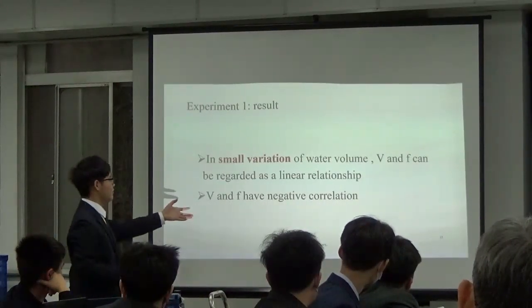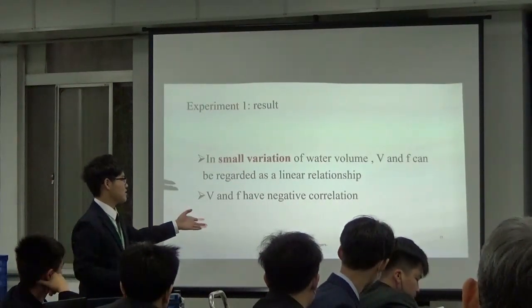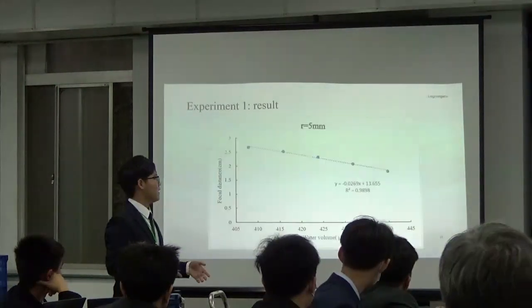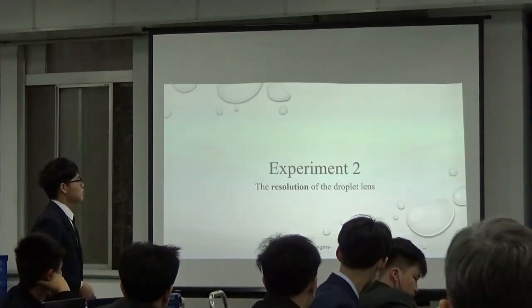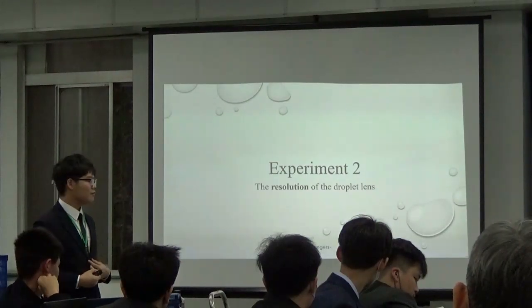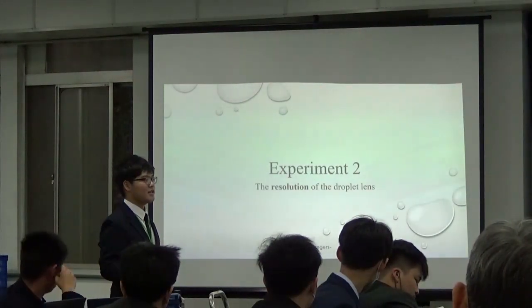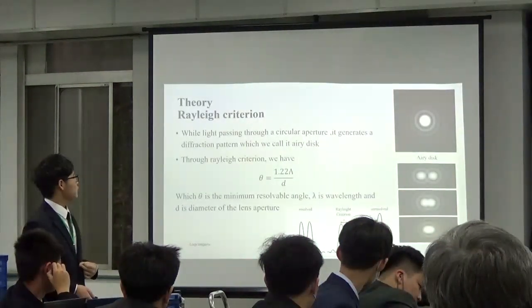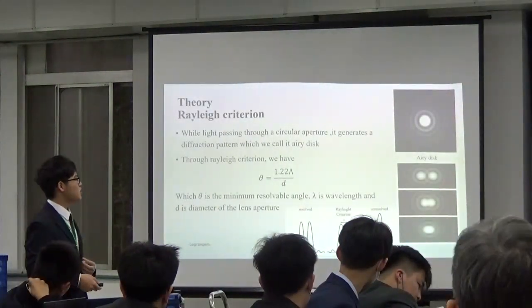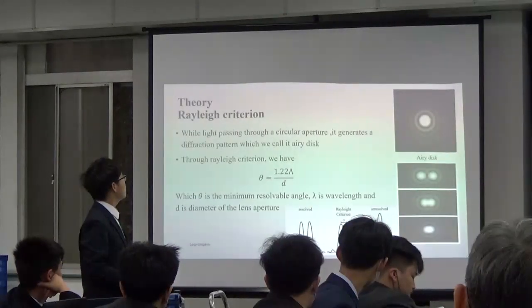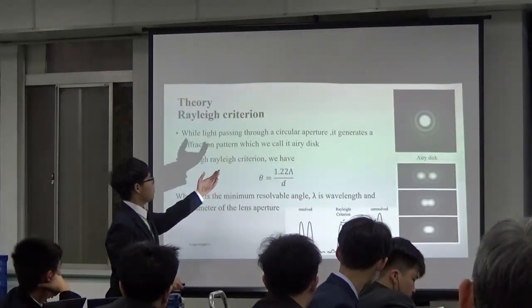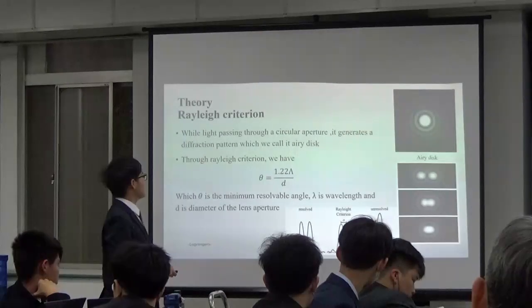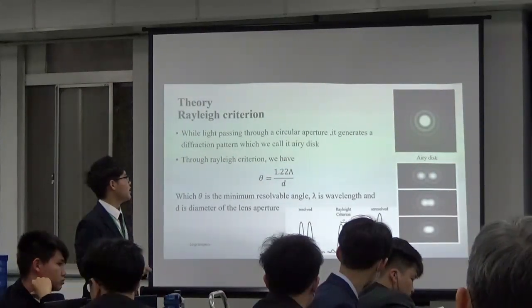And V and f, meaning the volume of water and the focal distance, have a negative correlation that we can see in this graph. So in our experiment 2, we want to measure the resolution of the droplet lens, like how the problem statement has talked about. So we use the Rayleigh criterion to measure the resolution. When light passes through a circular aperture, it generates a diffraction pattern, which we call an Airy disk.